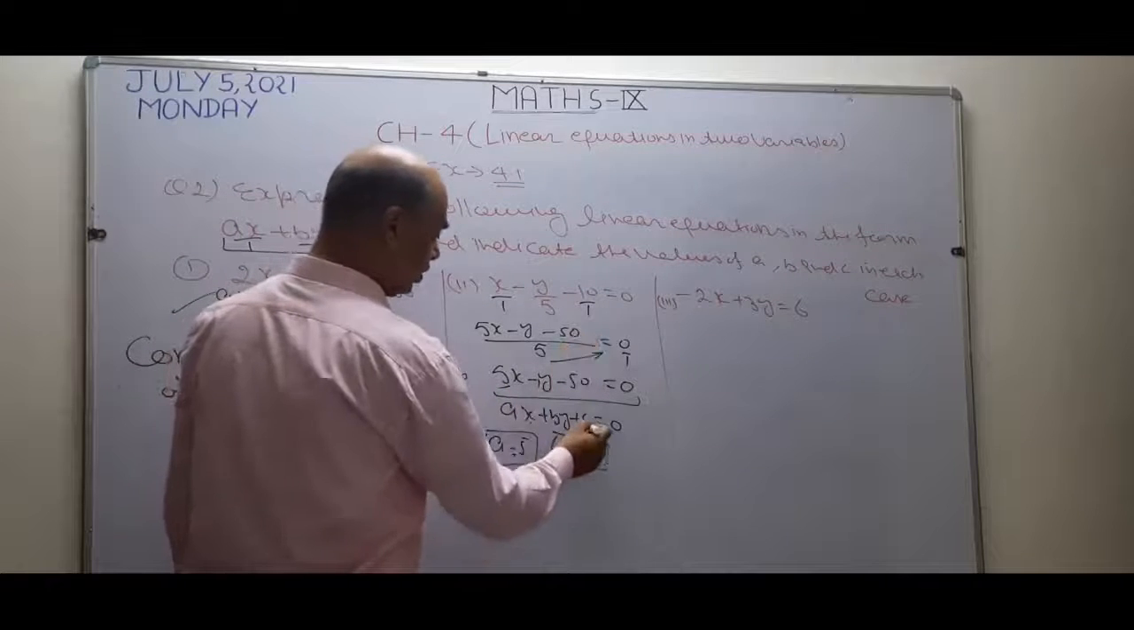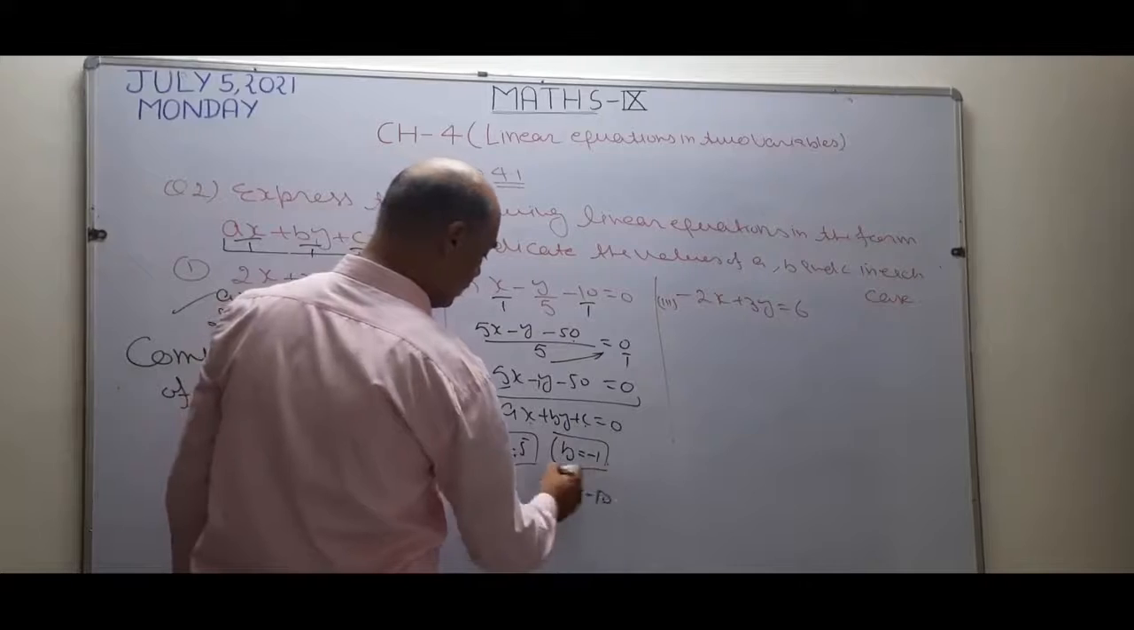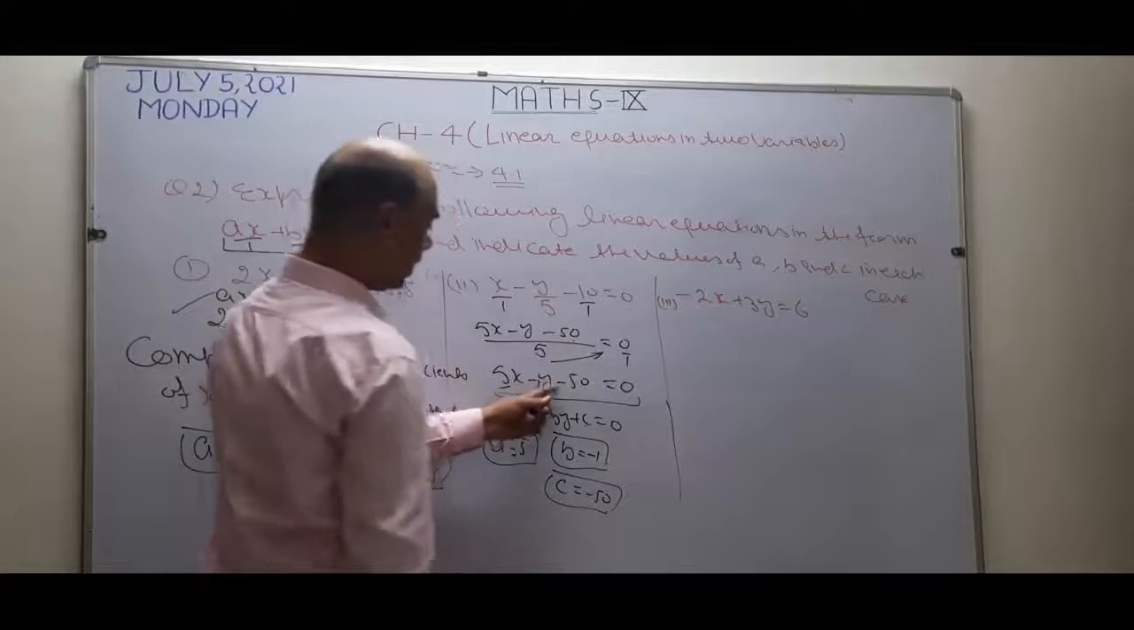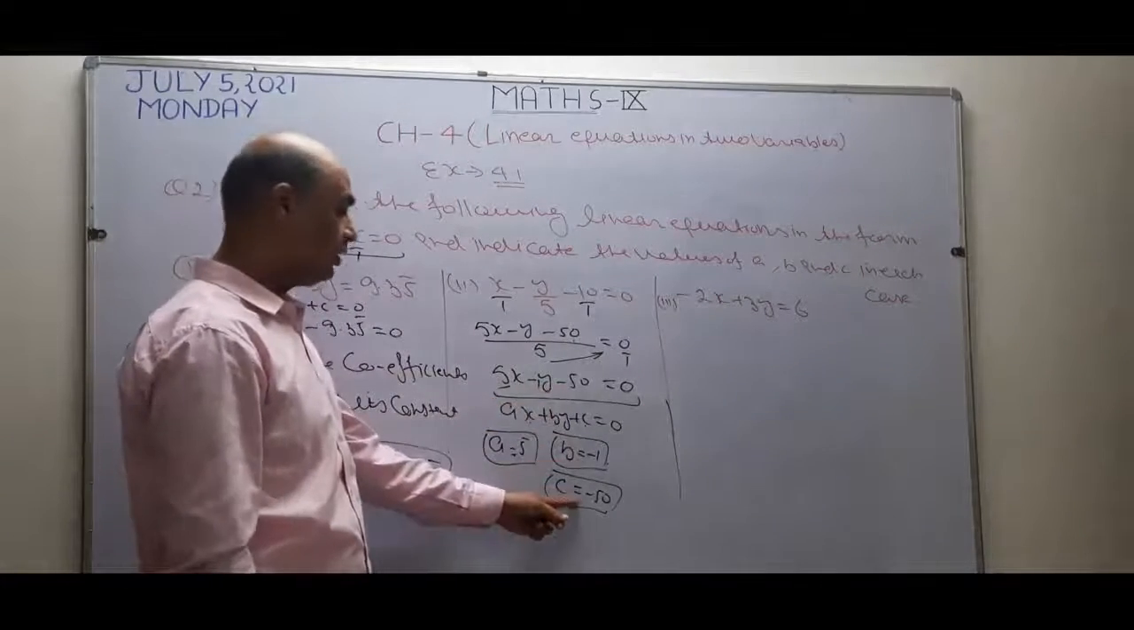And what is left? C. C becomes minus 50. So this is the answer of the given equation, the values of a, b and c.